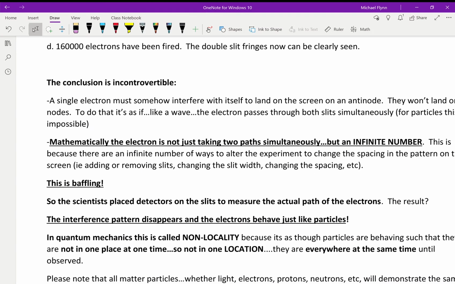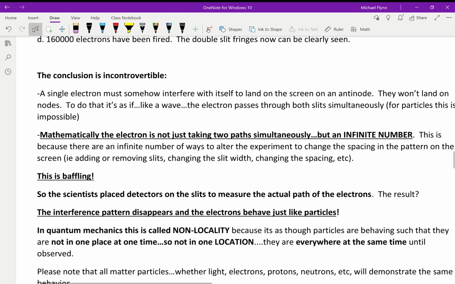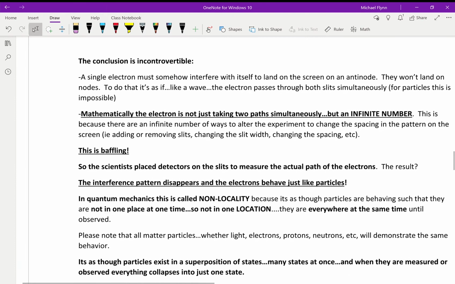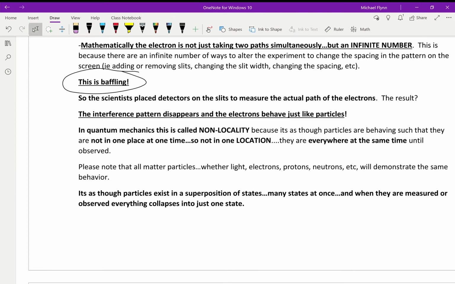I'm not going to read this to you now. Mathematically, the electron's not taking just 2 paths, but an infinite number of paths. This is baffling, right? And so anyway, the interference pattern disappears if you peek. If you place detectors on the slits, because the detectors disturb the electrons, that seems to have the effect of collapsing the wave character altogether whenever you peek.